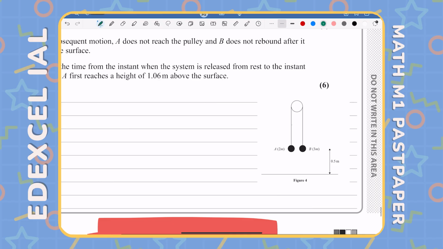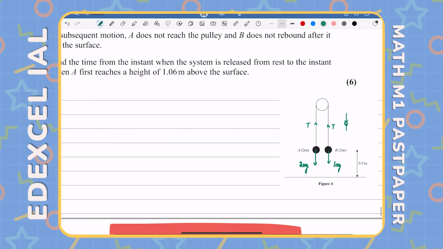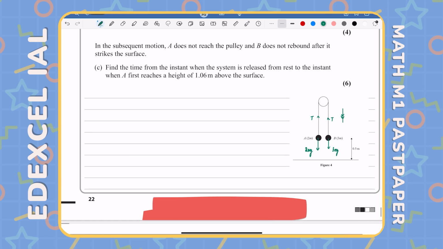So tension, as we know, always acts away, and since this is one single string, tension will be equal. You have the weight of A acting downwards, which is equal to 2mg, and the weight of B also acting downwards, which is equal to 3mg. Now, because the heavier particle is B, this is the direction in which the system will move. So let's first talk about A. A will move up, obviously.